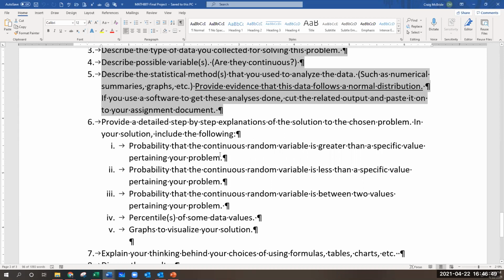And then you don't have to get results, because obviously you don't have data. If you have data, great, you can run it. But if you don't have data, then don't worry.